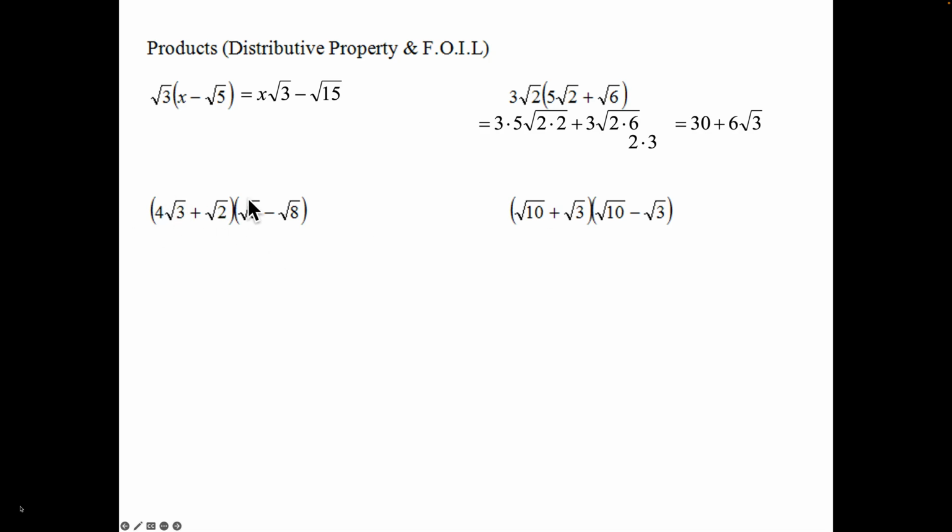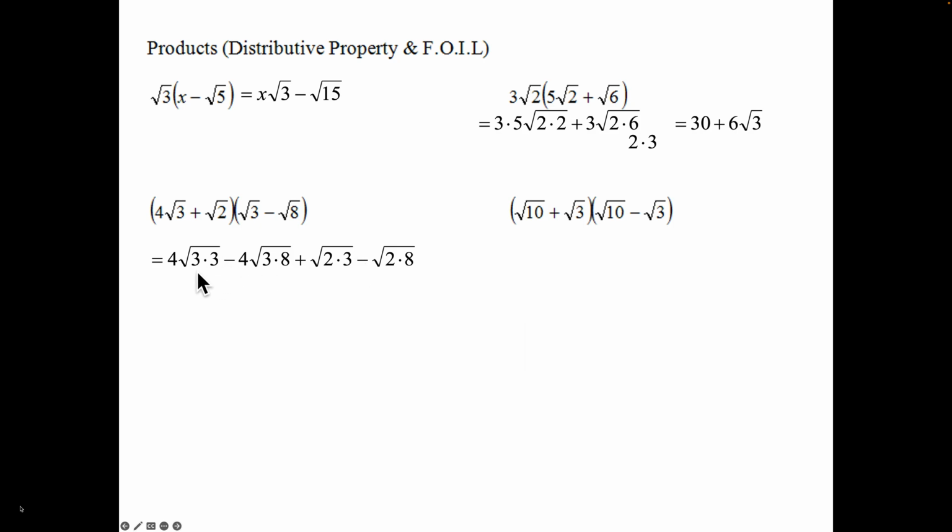4 square root of 3 times the square root of 3. We can multiply there, they are together. 4 square root of 3 times a minus square root of 8, minus 4 square root of 3 times 8. Square root of 2 times square root of 3, the 2 and the 3 on the inside. And 2 times 8 on the inside here with the minus sign.